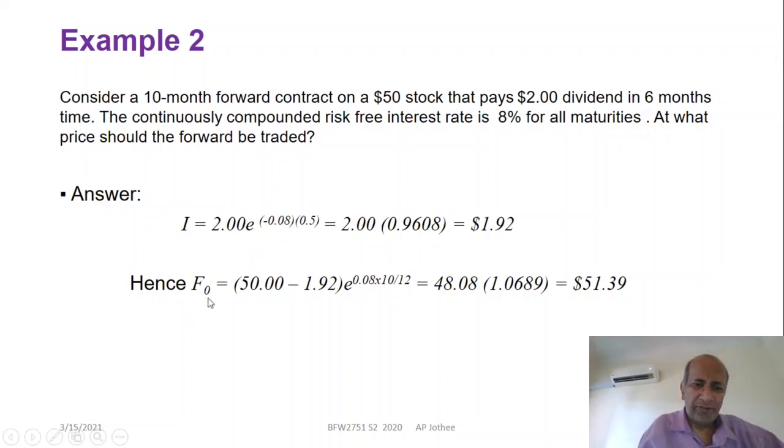So therefore, F0 is supposed to be the $50 S0 today minus 1.92. Compound it for 10 months because it's a 10-month forward contract. Be careful on that: 0.08, which is 8%, times 10 over 12, goes to $48.08 times this exponential calculation. $51.39 is supposed to be today's price of the forward on this particular stock. That's how you calculate.